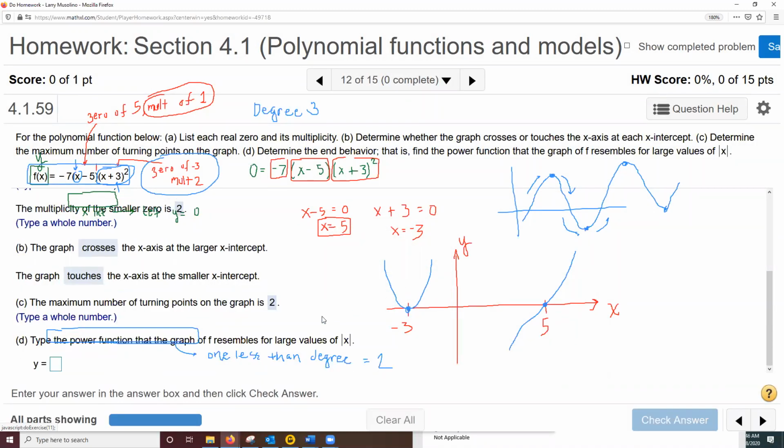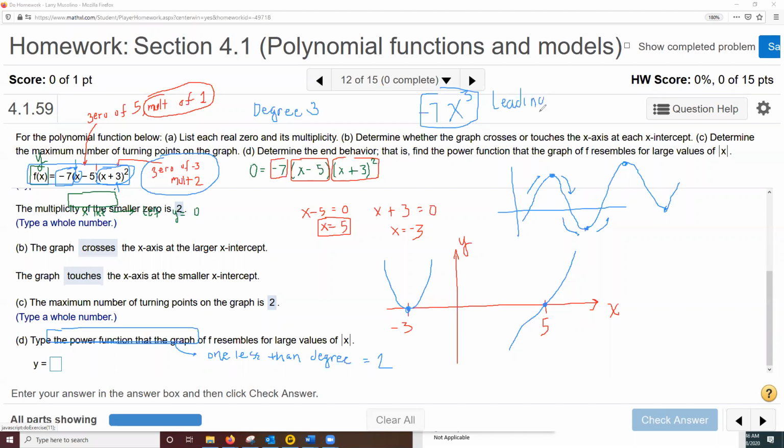All right, so now they're asking me to type in the power function that this graph resembles if x is very large? Well, they're really asking me here to type in the leading term. So remember, we know that if you were to multiply this all out, I would end up with degree 3, so that's x to the 3. But then that x to the 3 would get multiplied by -7, so I would end up with a leading term of -7. This leading term is going to tell you about the behavior of the graph.